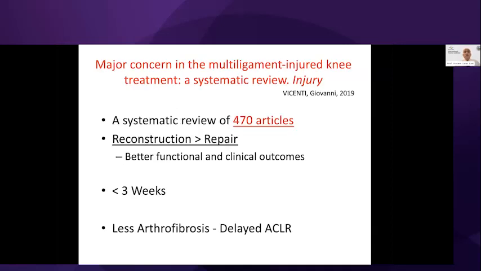Now, the literature has shown with different systematic reviews that reconstruction does better than repair. It's better to operate early, within 3 weeks, and you get less arthrofibrosis if you do a delayed ACL, but it really depends on your system.